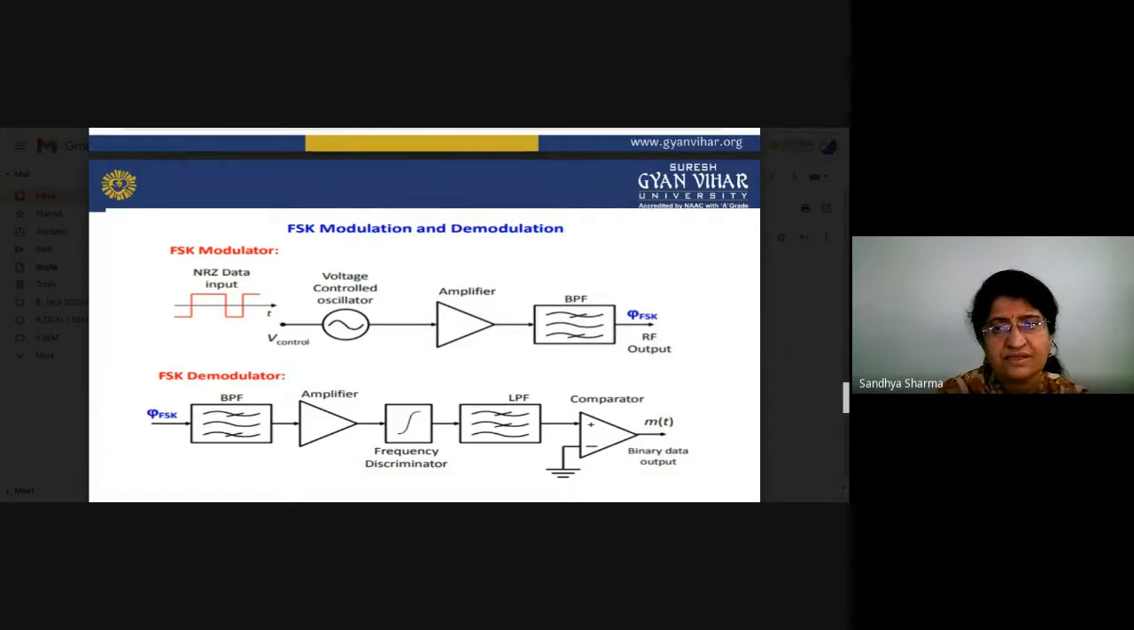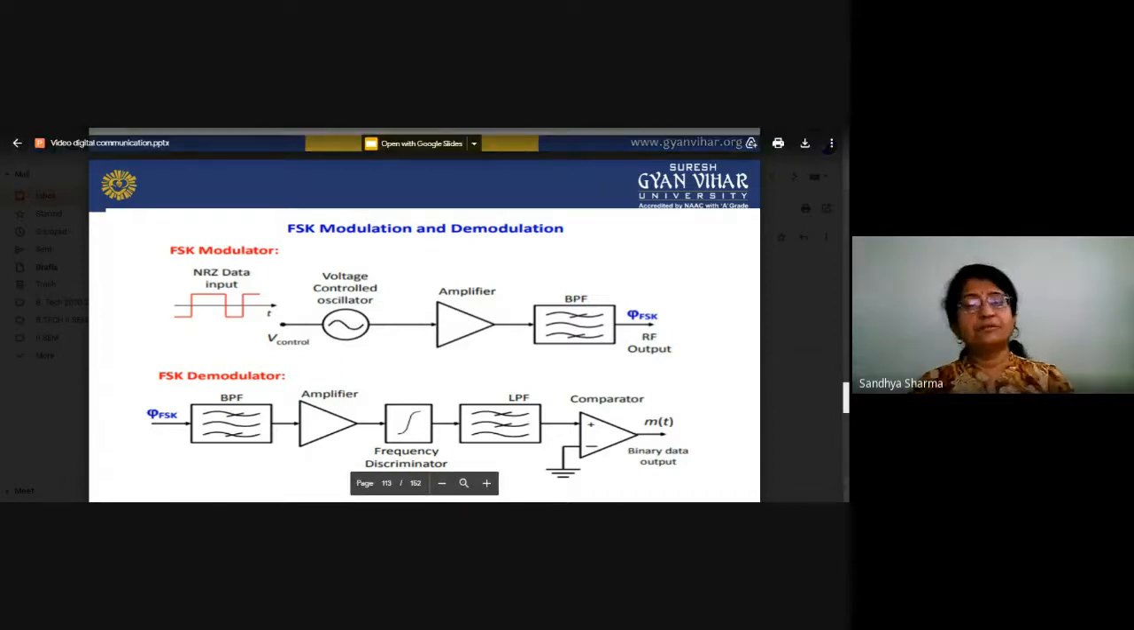That is basically the modulator part, meaning you give the NRZ, non-return to zero data input signal, and then this is controlled by the voltage controlled oscillator. That works as a generator of the high carrier frequency, and after combining these signals with the data, we get some output, and this will be given to the amplifier.